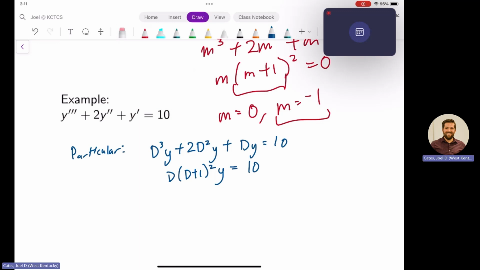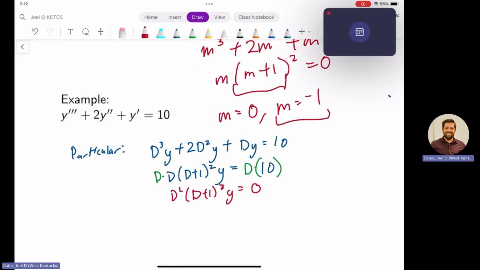Now, how do you annihilate 10, right? Let me go ahead and move this 10. Well, if I can get the whole thing moved. So I've got this 10, and I'm going to go and apply another differential operator to annihilate the 10. So with that, I have D squared times D plus 1 squared y is equal to 0.